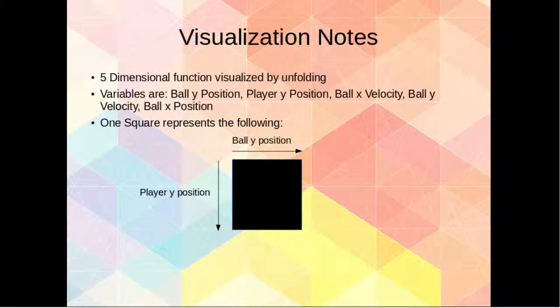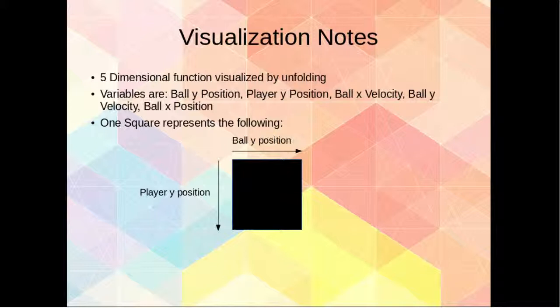So, some visualization notes for how I'm visualizing this Q(s,a) function. It's a 5-dimensional function, so I visualized it by unfolding things. I built this by taking values from the game's memory, from the RAM on the Atari. I found all 5 of these values in the RAM, and that's what I give as my state signal: the ball Y position, the player Y position, the ball X and Y velocity, and the ball X position, so where it's at.